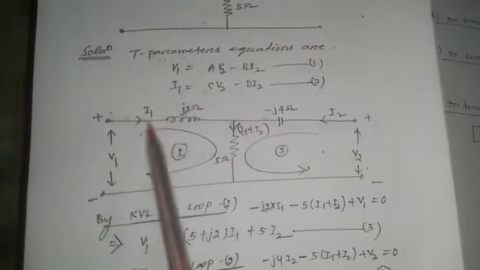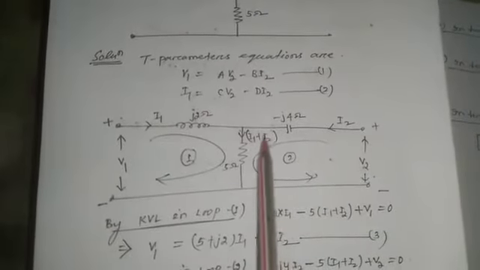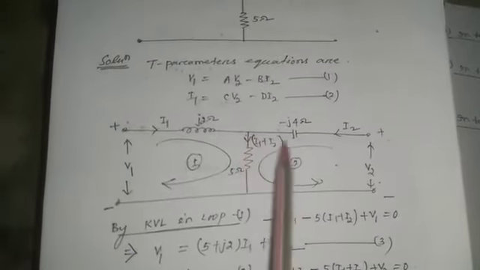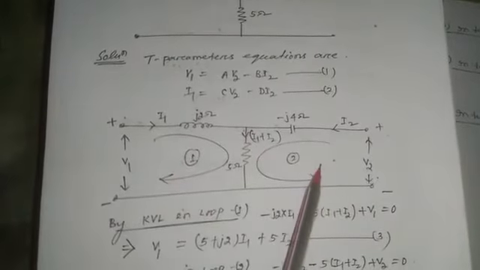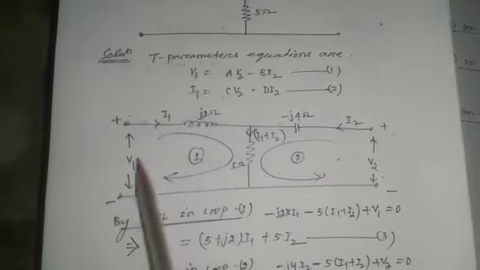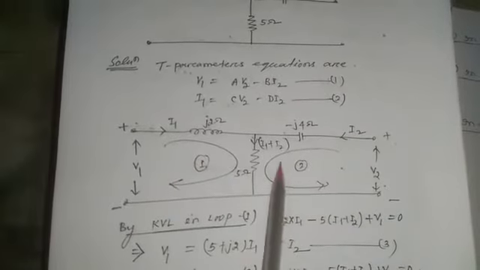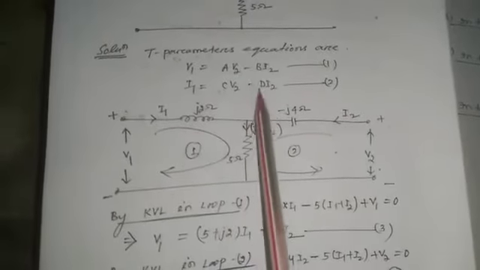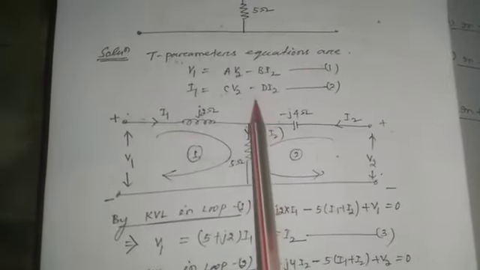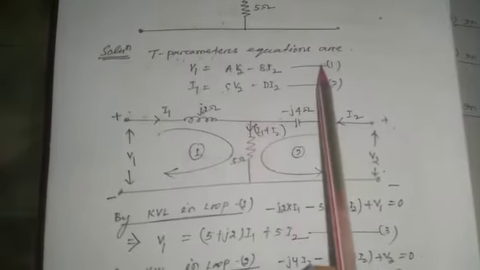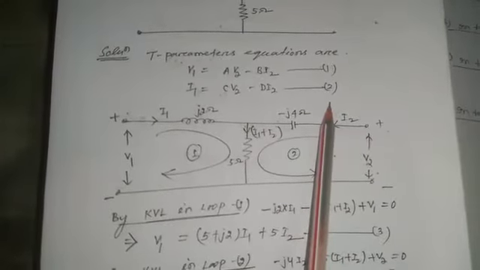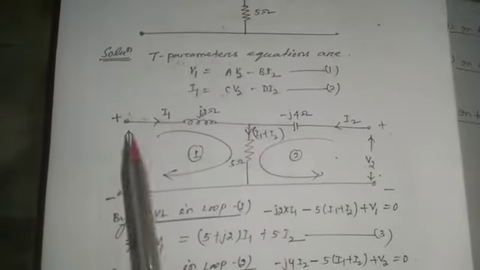If current I1 comes from this point and I2 comes from this point, at this point the current passing is I1 plus I2, and this is your loop 1 and this is your loop 2. You apply KVL in loop 1 and KVL in loop 2. We write the two equations in the ABCD parameter equation format, then we can easily compare with equations 1 and 2. We calculate the ABCD parameters.